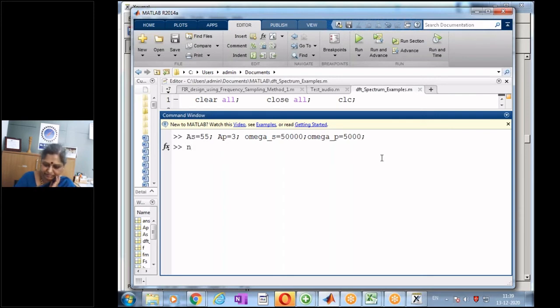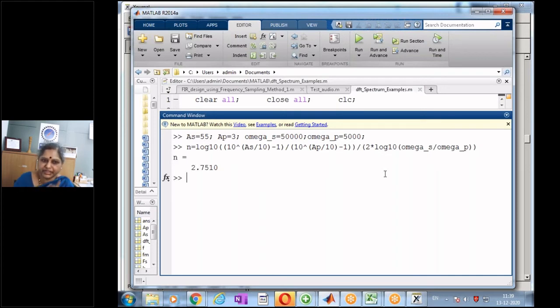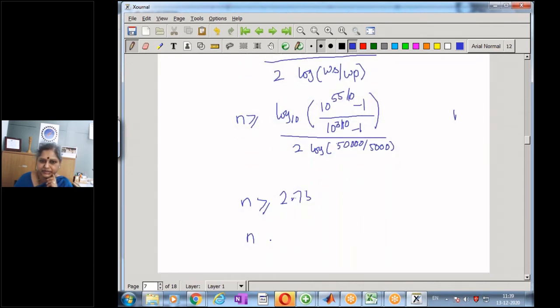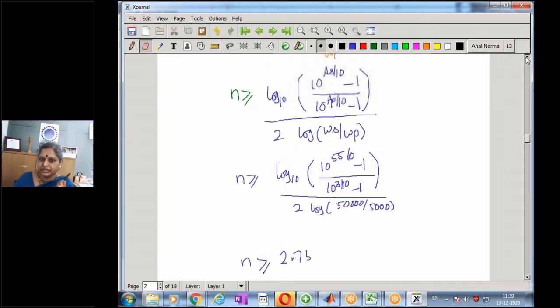And then if I put in the values, I will get the order of the filter. Now we are getting N should be greater than or equal to 2.75. So once again, I am getting my N as 3. Now let us try to interpret the result.